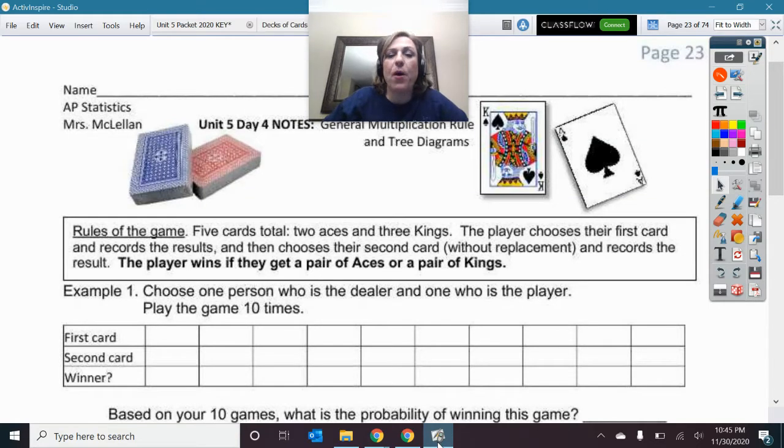Let's talk about our next part of conditional probability. We're going to do this general multiplication rule and discuss it through tree diagrams, okay? Another strategy, a technique to kind of understand this conditional probability. Okay, so we're first going to start with an activity.